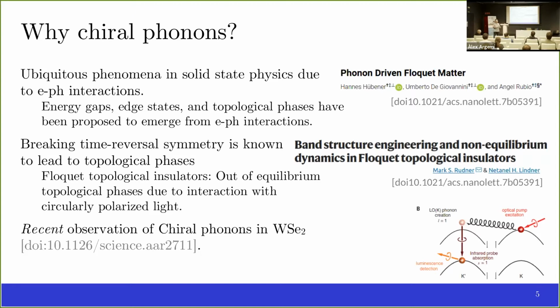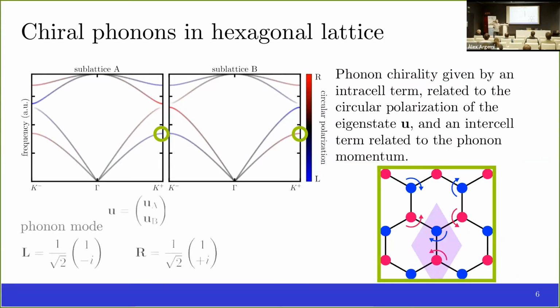We also know that breaking time reversal symmetry in a system may lead to pretty well-known topological phases, such as the Haldane model, for example, and more of our interest, topological Floquet topological insulators, where the interaction between a hexagonal lattice and circularly polarized light gives birth to out-of-equilibrium topological phases. And when we started this investigation around 2019, 2020, there was recently the first observation of chiral phonons, which was in tungsten diselenide, which brings a lot more focus to this interplay between electrons and chiral phonons.